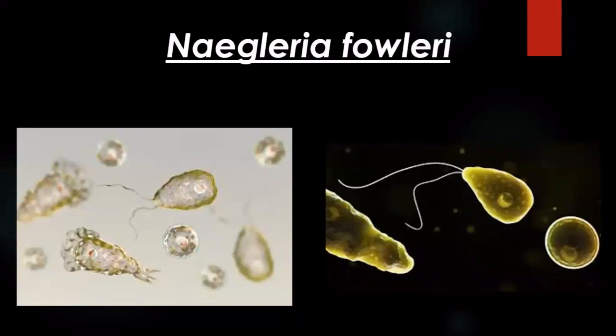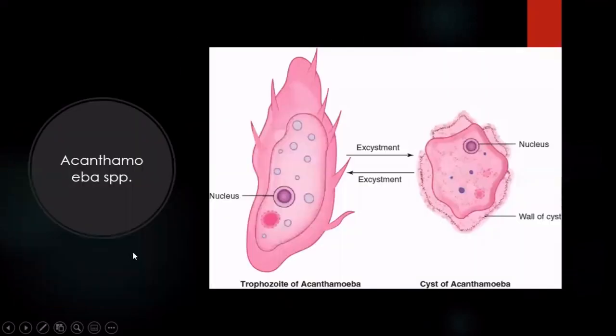All right, so these are the two slides for this organism. You can see one of these. As you can see, one is an amoeba, the other has flagella. Same thing with the one on the right. You can see it also. Okay, that's Naegleria fowleri. Now, the last member for this class, Lobosea, is Acanthamoeba species.